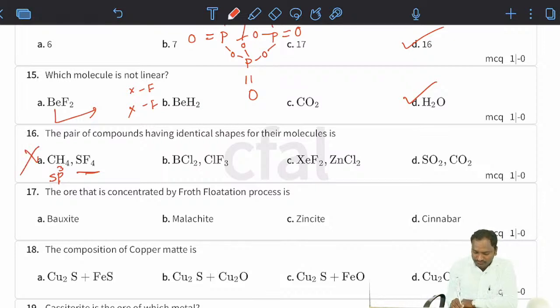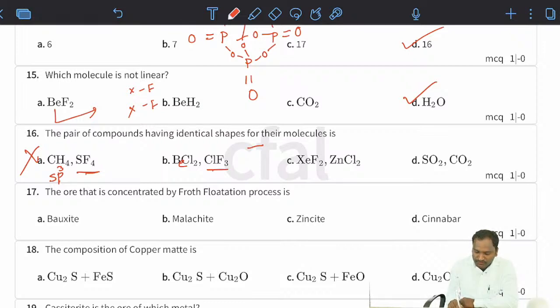Next one, actually it should be BeCl2, not BCl2. Boron can form trichloride. So it is linear. And this one ClF3. Chlorine belongs to 17th group. So it has 7 valence electrons. 3 fluorines can form 3 bonds. Out of 7 valence electrons, 3 are forming bonds.